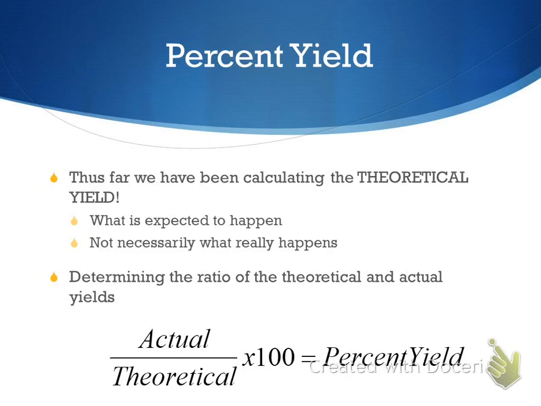Right? We're looking at what percentage of our experiment or of our reaction went to completion. Okay? So everything that we've been doing so far has been calculating a theoretical yield. What's it mean for something to be theoretical? Yeah? Close, right? Yeah, it tells us what should happen.